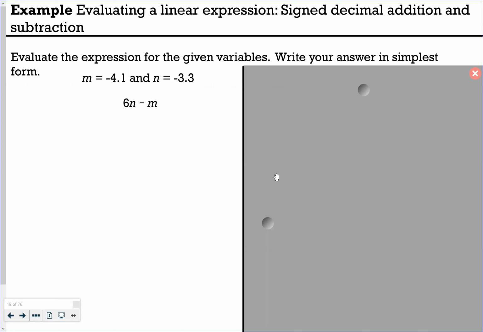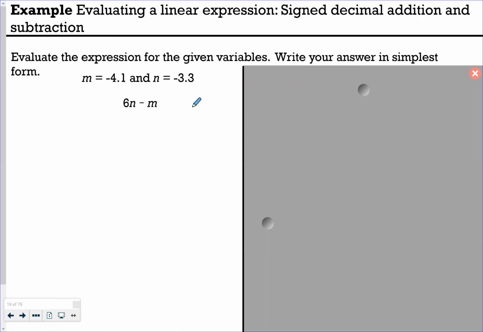So we're going to evaluate a linear expression that has sign, decimal addition, and subtraction. Our expression is 6n minus m. And we're going to substitute for n, negative 3.3, and substitute for m, negative 4.1. I do recommend using parentheses when you're substituting.